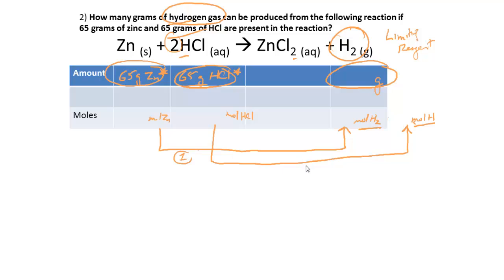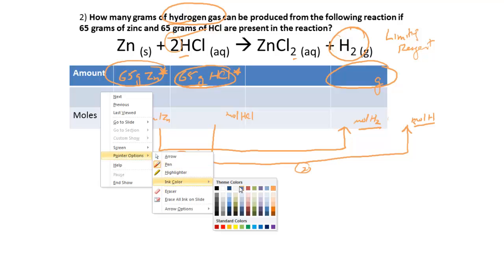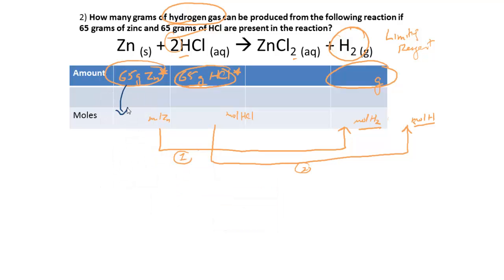I'm going to call this 1. I'm going to call this 2. Okay. So the first thing I need to do in both of these is convert to the number of moles. So I'm going to start with the zinc. I know I have 65 grams of zinc, and I know I need to get to the moles of zinc.